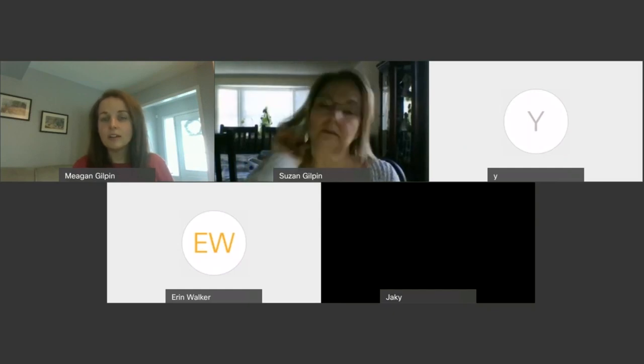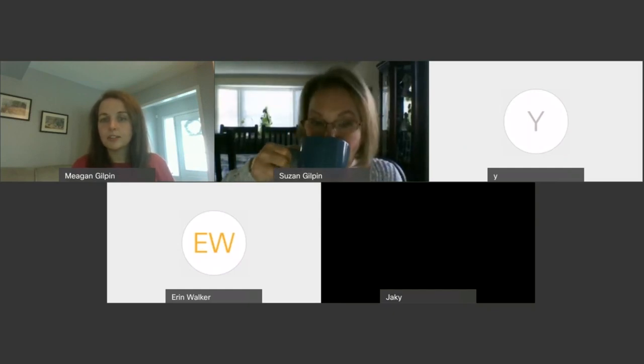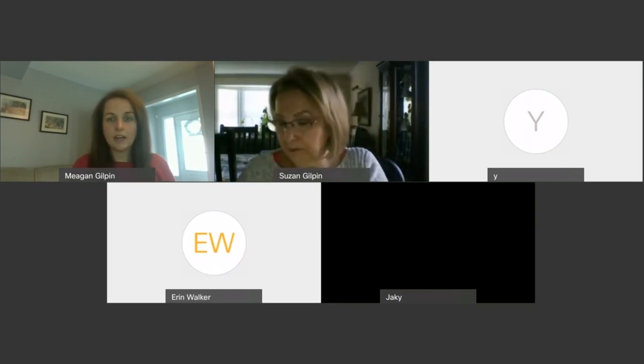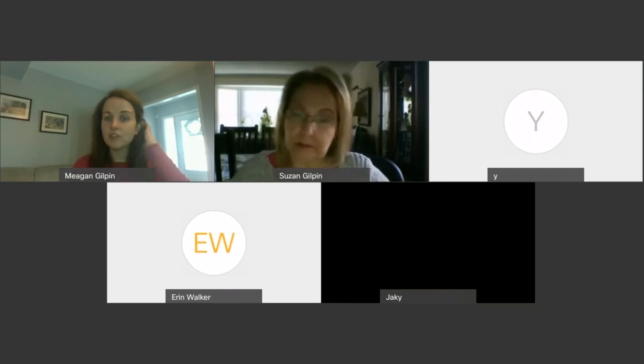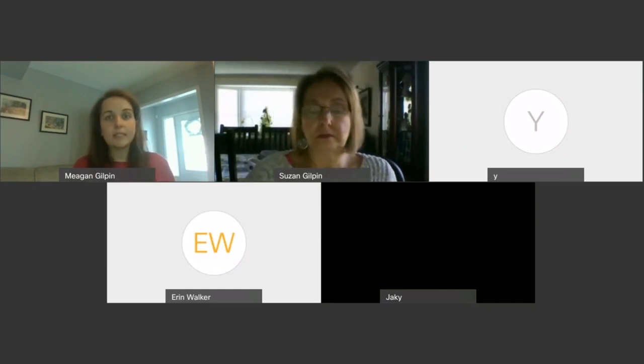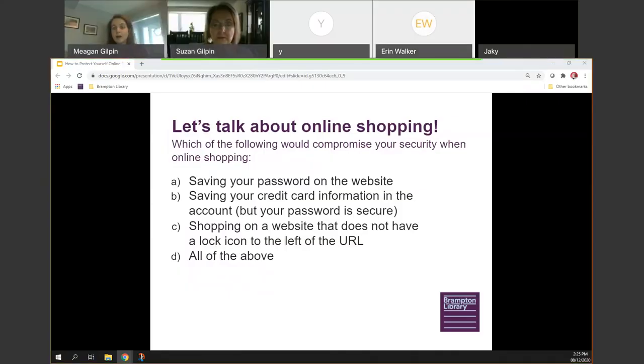And the answer is yes, of course, all of the above compromises your security. Saving your password on the website: if a hacker gets into your computer, then they just have to go to that website and they can easily log in. Saving your credit card information in the account, but your password is secure: if they're able to crack the password somehow, then they have access to your credit card information. So I know it's annoying, but it's really best to just put your information in every time. And then shopping on a website that does not have a lock to the left of the URL also puts you at risk because it's not encrypted.